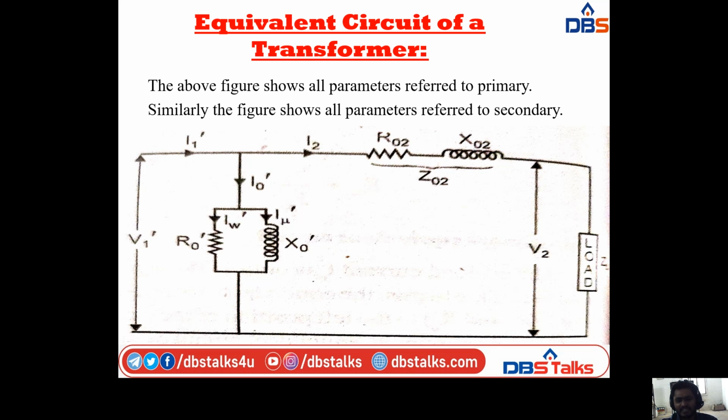Both are combinations. We have Z02 and V2, R0', X0', IW', IMU', I0' and I1'. Here all the parameters in the primary winding are referred to the secondary side. So it shows all the parameters referred to the secondary like this.